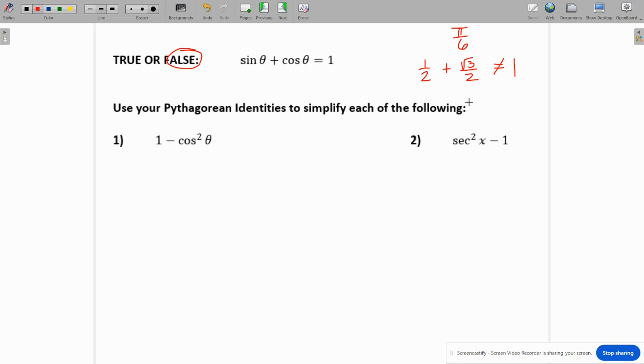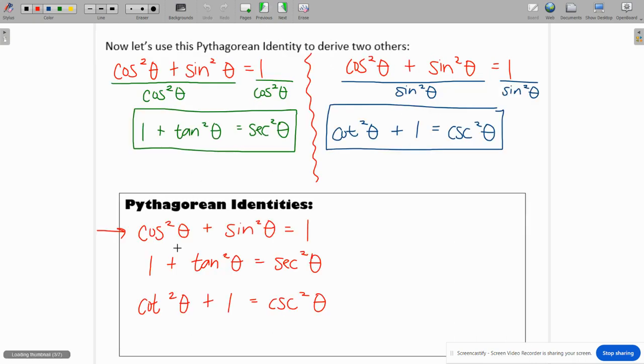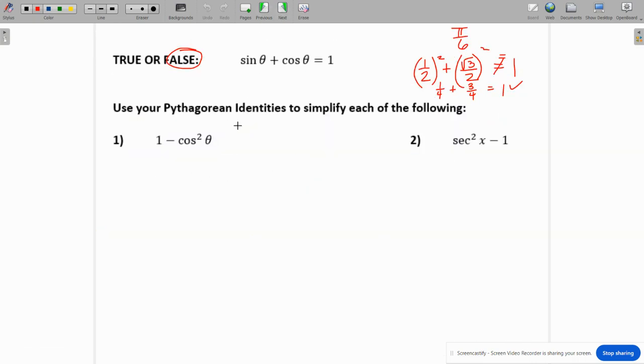However, like our Pythagorean identity says, if we were to square both of these, then it would equal 1. 1/2 squared is 1/2 times 1/2, which is 1/4, plus root 3 over 2 squared is root 3 over 2 times root 3 over 2, which is 3/4. That does, in fact, equal 1. So it's only going to be true when it looks like this: sine squared plus cosine squared equals 1. In the next video, I'm going to show you how to apply these.